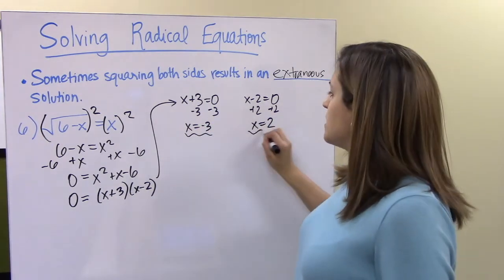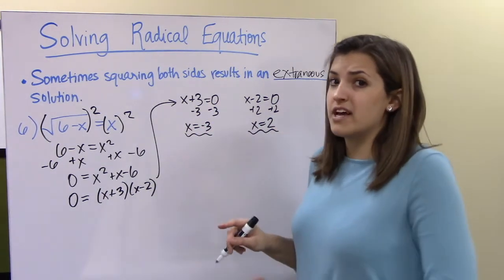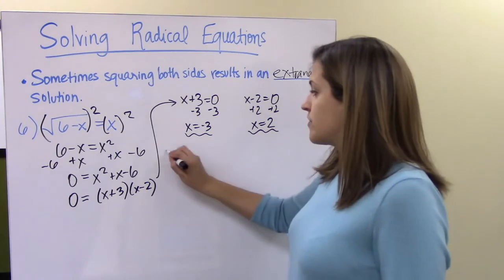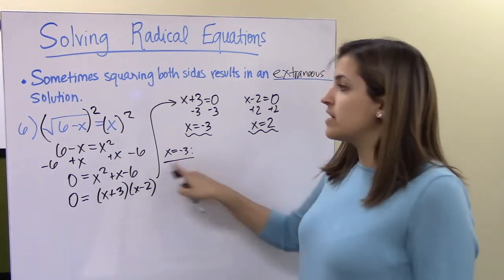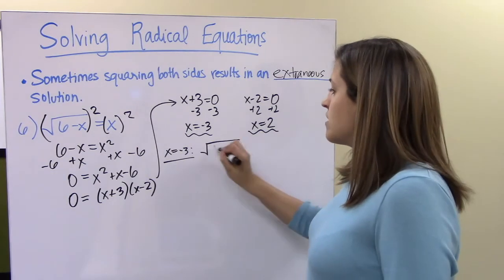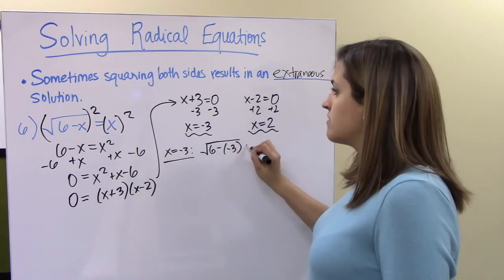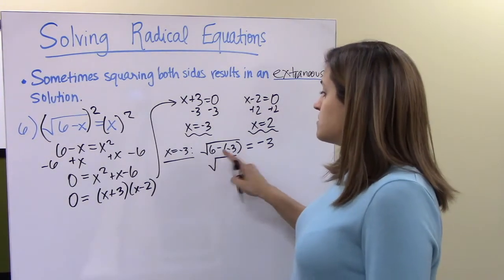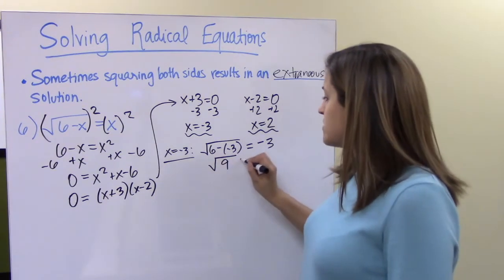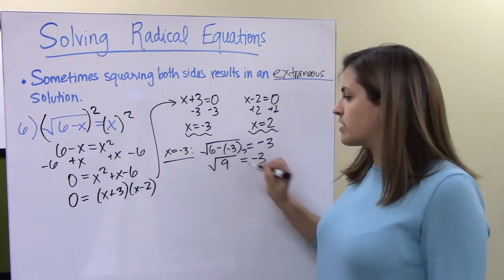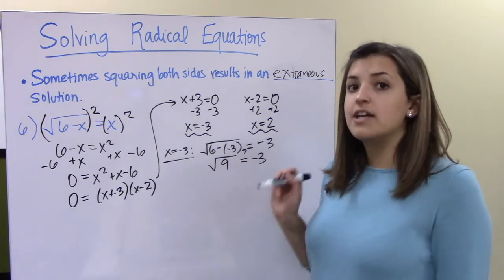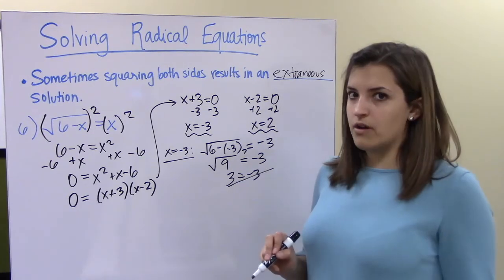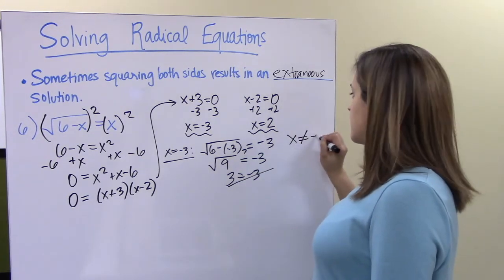So here I have two answers. And this is where it's super important to check your answers to make sure that both of these work. So let's check x equals negative 3 first. I'm going to plug it into my original equation here. Square root of 6 minus negative 3 equals negative 3. Let's see if it works. So here I have 6 minus negative 3 is going to be 9. So the square root of 9 equals negative 3. Little question mark here because we're not sure if this is true. Square root of 9 equals 3. Does 3 equal negative 3? No. So this one does not work. x cannot equal negative 3.